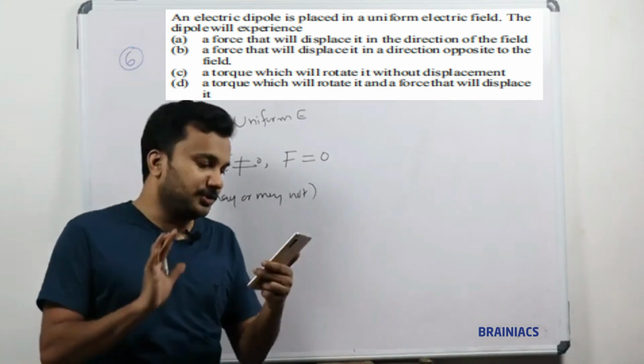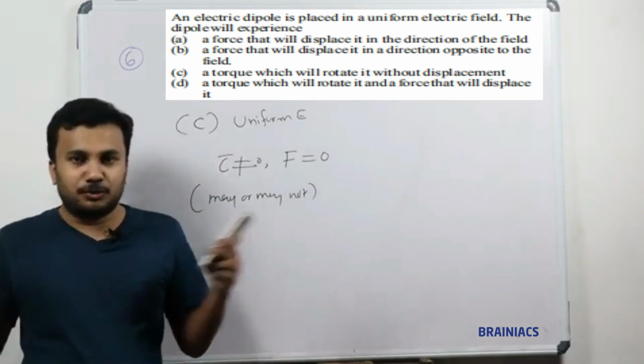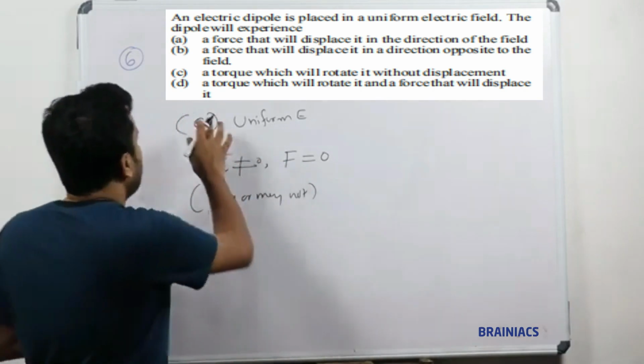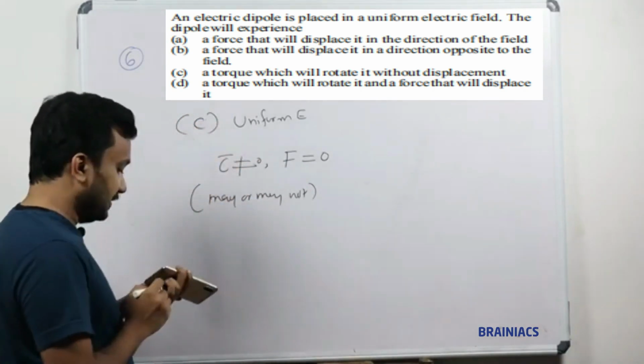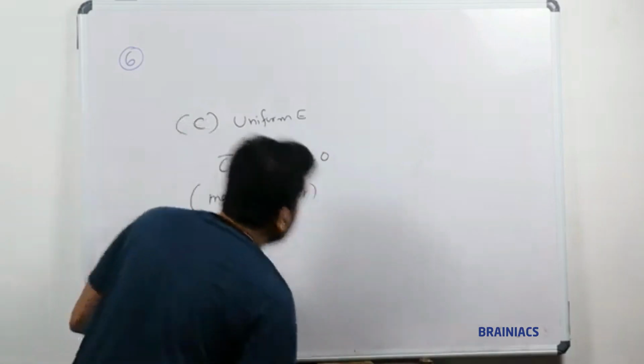Fourth option, D option, is what I have read now. So no chances of force at all. So here the answer is option number C. Let's move to the next one.